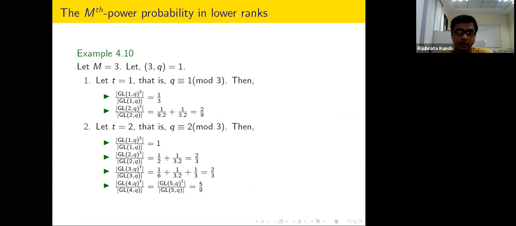We'll give you these sums here. So you can see that GL2 cube by GL2 for q equal to 2 mod 3 is just 2 by 3. But when q is 1 mod 3, it's 2 by 9. So here is a comparison: it's 2 by 9 here and 2 by 3 here. And similarly for 3, 4 and 5, you can get these results. Yeah, so this finishes the talk.